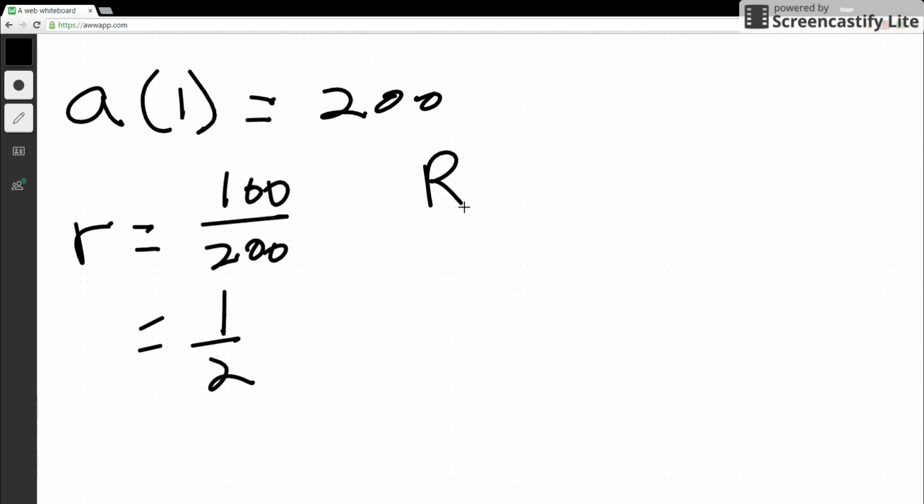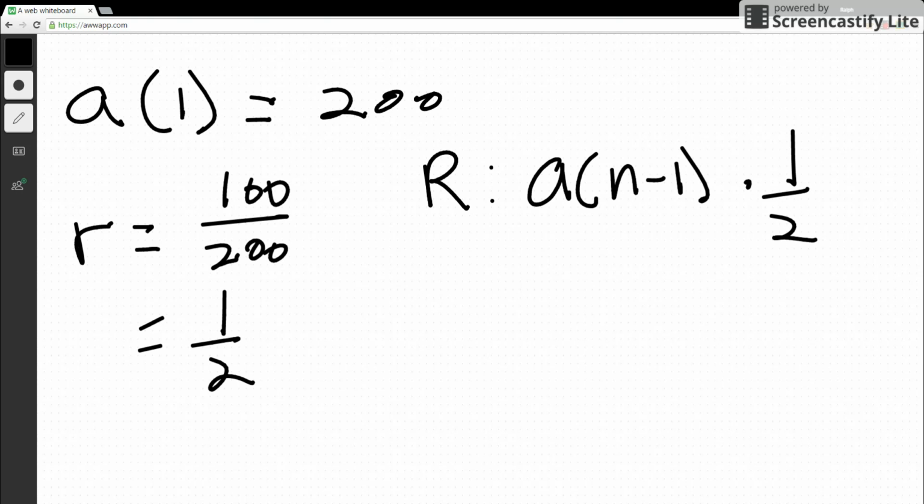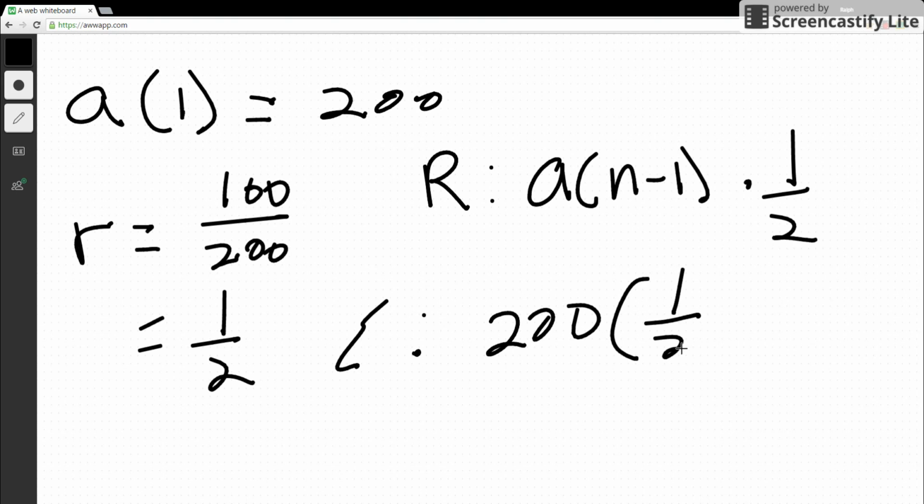So my recursive formula is A of n equals A of n minus 1 times the R value. My explicit formula is A of n equals A of 1, which is 200, times the R value to the n minus 1.